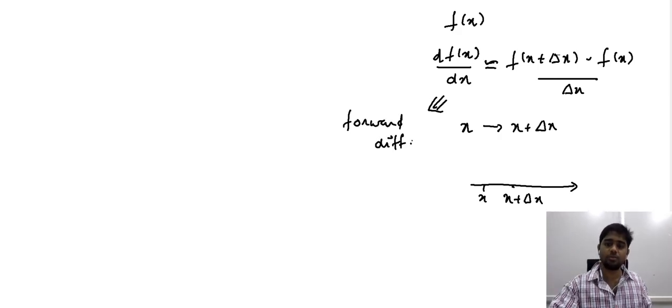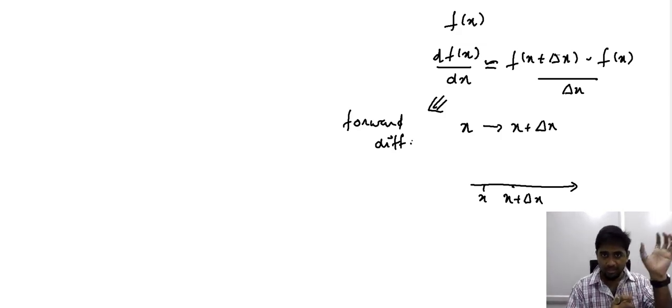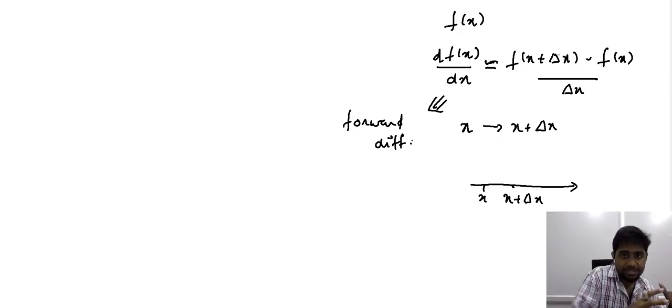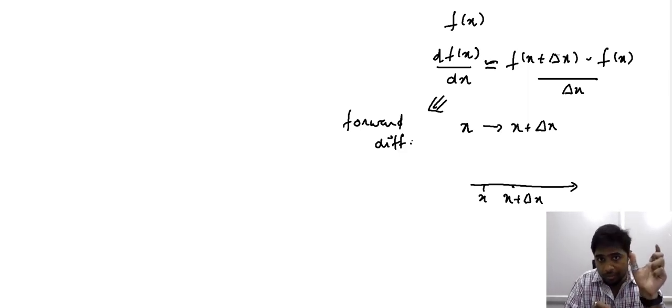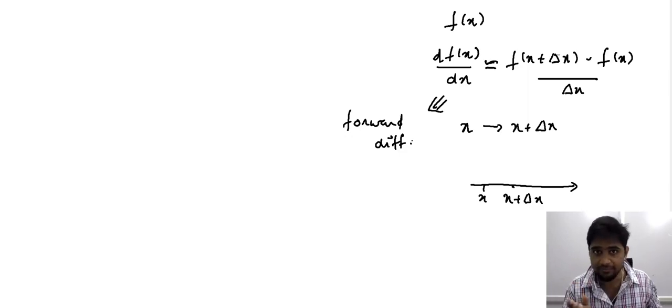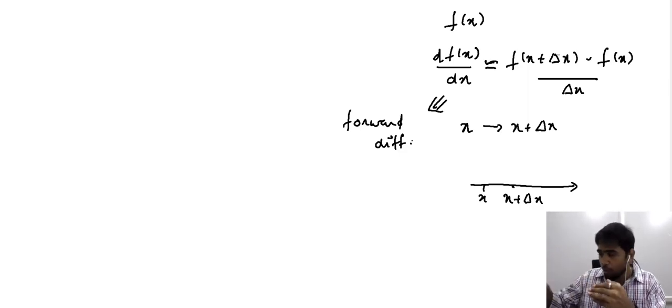So what we are essentially doing is taking a description for the derivative and translating it to a mathematical expression. This expression comprises two terms in the numerator, and one of the terms involves a new point that we have considered. This point is greater than the original point, and therefore it is towards the right of the original point. It is forward to the original point. So this expression is referred to as the forward difference expression.